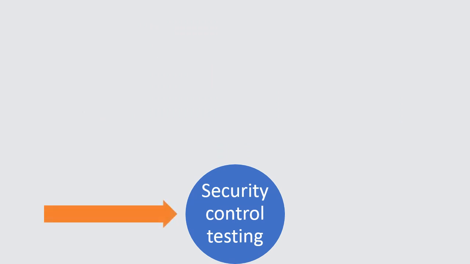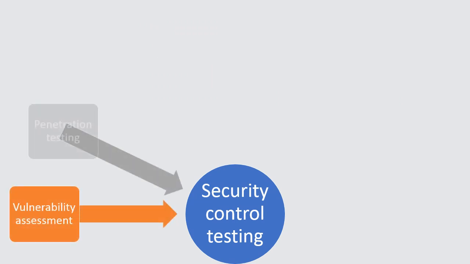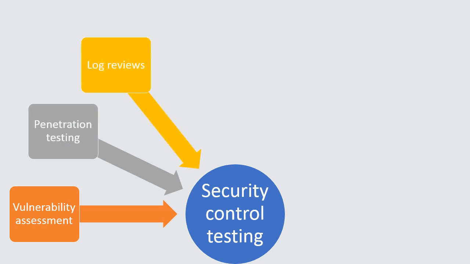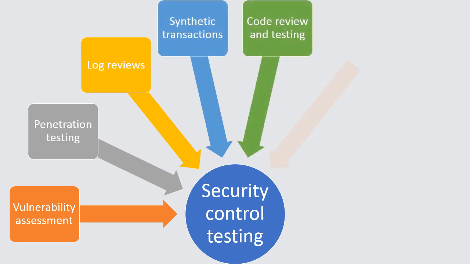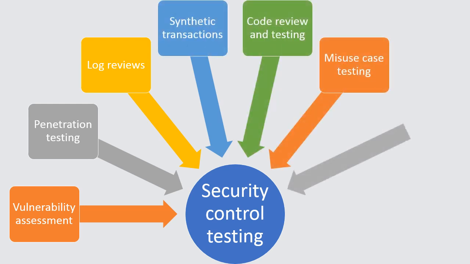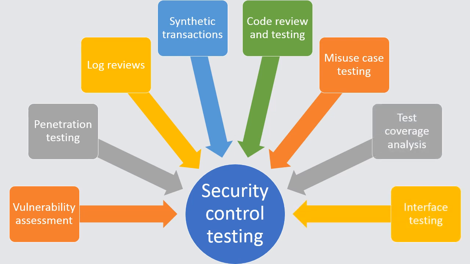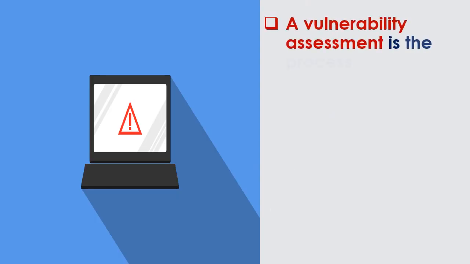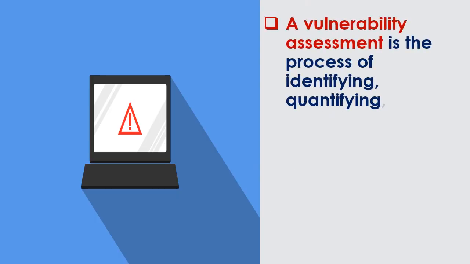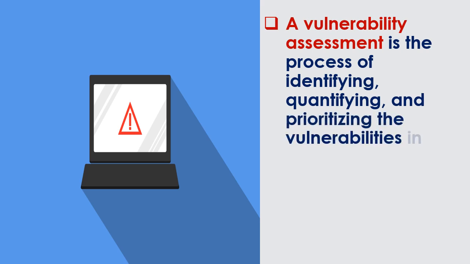Security control testing includes vulnerability assessment, penetration testing, log reviews, synthetic transactions, code review and testing, misuse case testing, test coverage analysis, and interface testing. A vulnerability assessment is the process of identifying, quantifying, and prioritizing the vulnerabilities in a system.